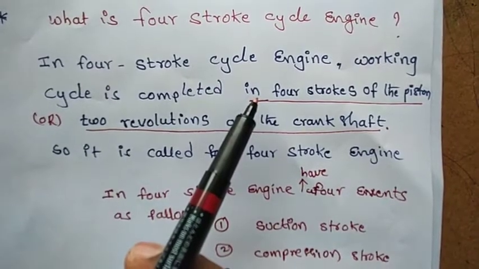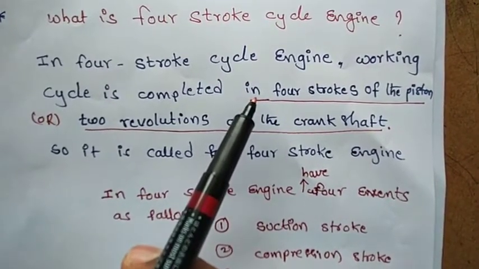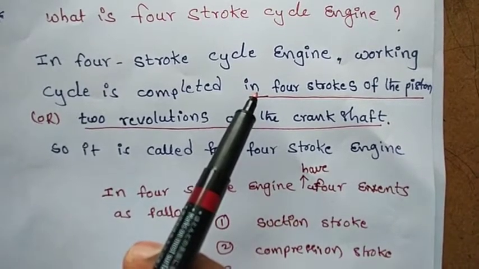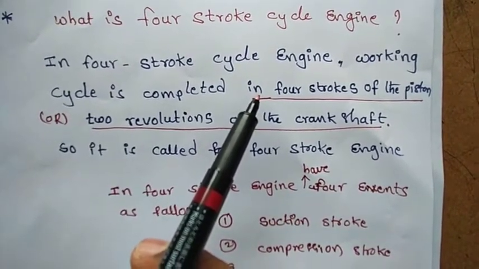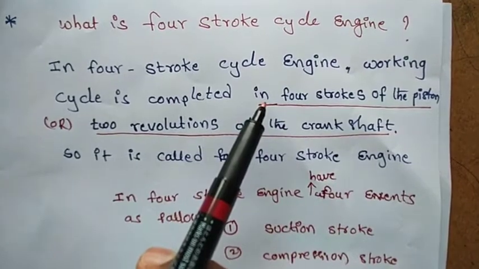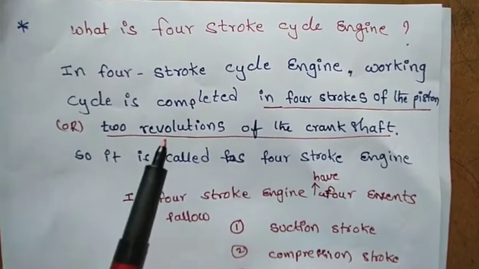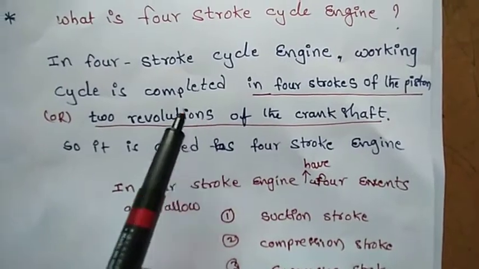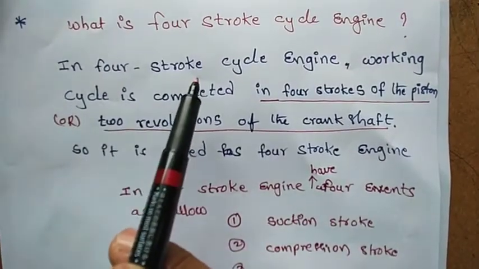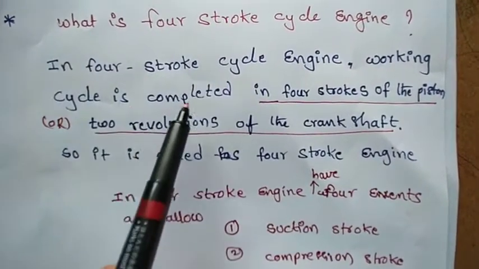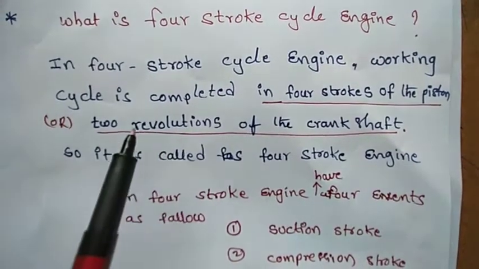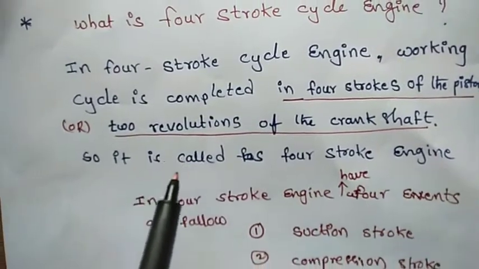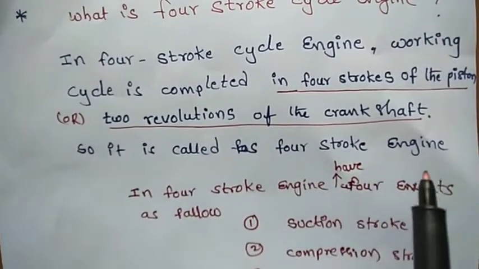The first stroke is TDC to BDC, the second stroke is BDC to TDC, the third stroke is TDC to BDC, and the fourth stroke is BDC to TDC. So these are the 4 strokes. When the piston makes 4 strokes, the crankshaft makes 2 revolutions. So finally, in our 4-stroke cycle engine, the working cycle is completed in 4 strokes of the piston or 2 revolutions of the crankshaft. So it is called a 4-stroke cycle engine.